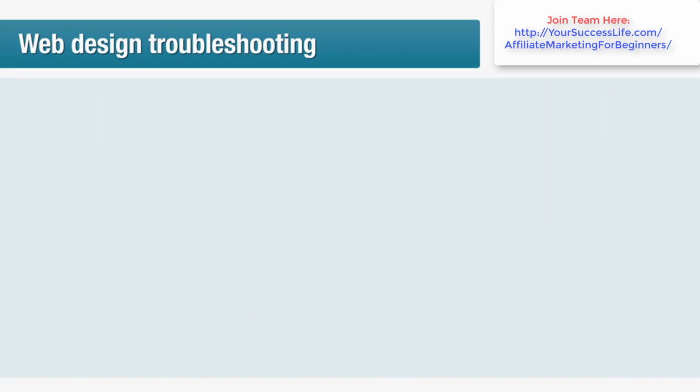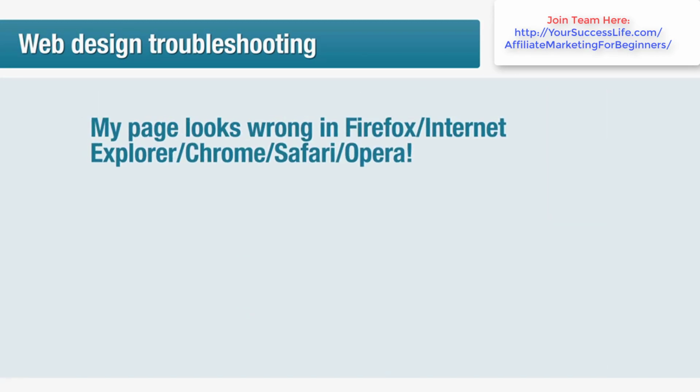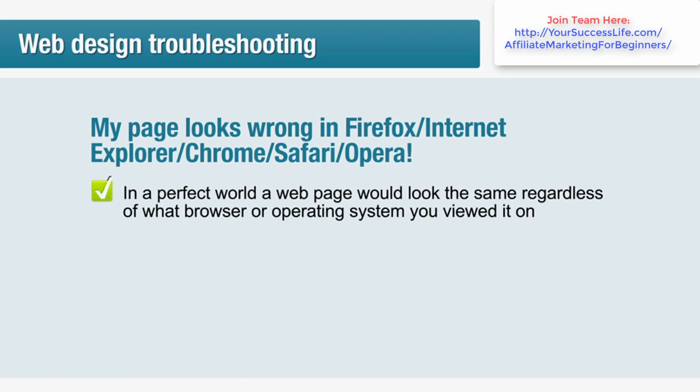And what about this? My page looks wrong in Firefox or Internet Explorer or Chrome or Safari, Opera, etc. In a perfect world, a web page would look the same regardless of what web browser or operating system you viewed it on. Unfortunately, this simply isn't the case, and a page that looks perfectly fine on one machine can look very strange on another. Generally, the biggest culprit for breaking page designs is Internet Explorer. Fortunately, there are a few things you can do to reduce this problem.